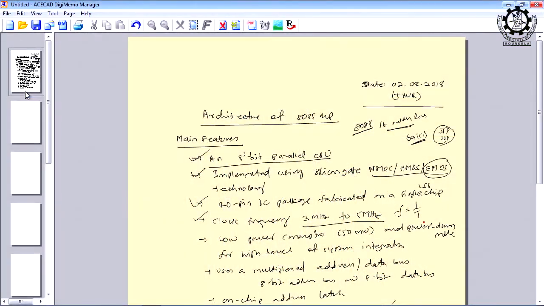If you see the latest computer we are using, its clock frequency is 3 gigahertz, and 3 gigahertz means its time period is 0.3 nanosecond. So, 20 years ago we were in the microsecond range, but now we are in the nanosecond range. So, what is the constraint?